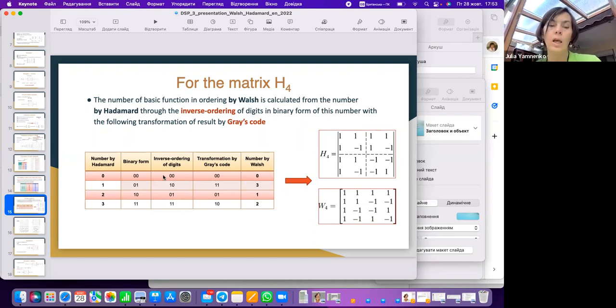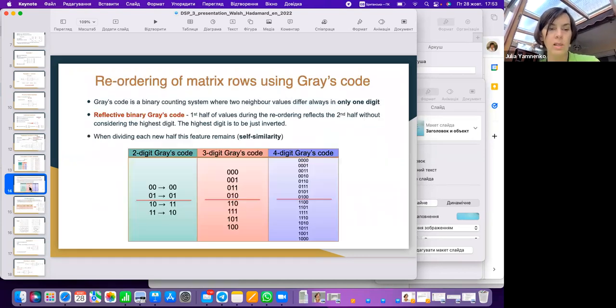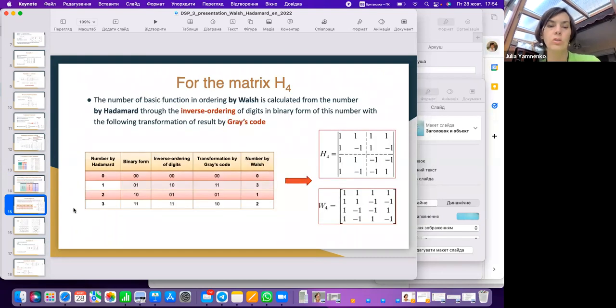Then after this inverse ordering of digits, we should apply Gray's code. And you know from the previous slide how to transform the normal binary sequence into the Gray's code. The main rule is that neighbor values should differ in only 1 digit. So we do it like here.